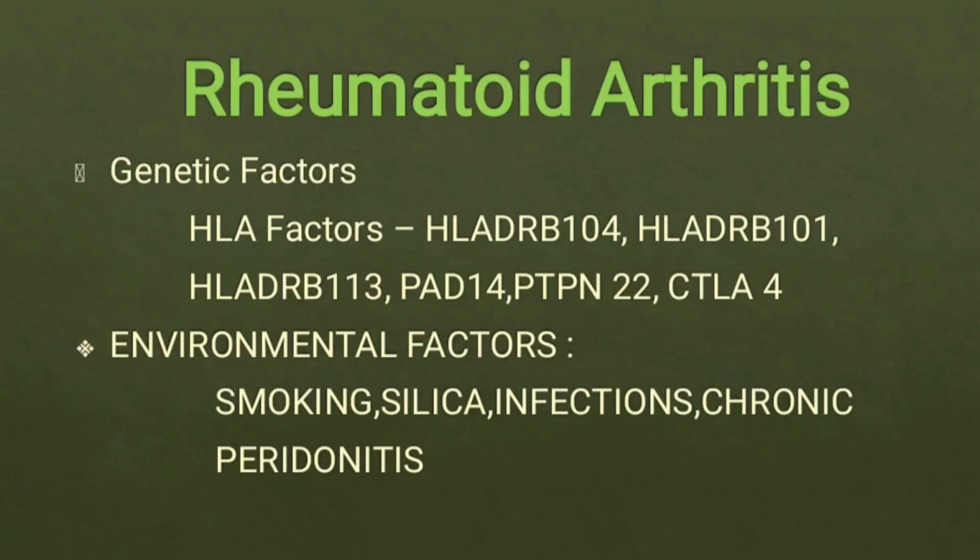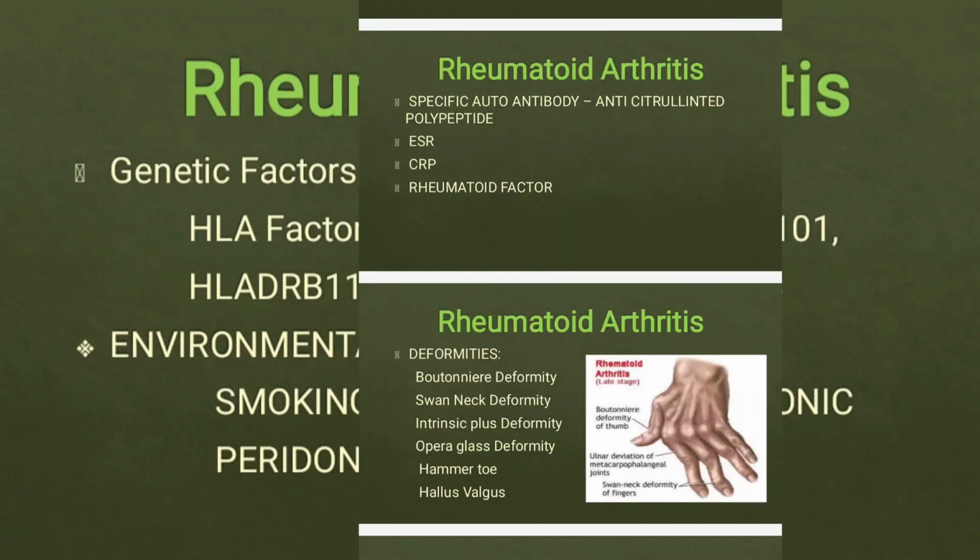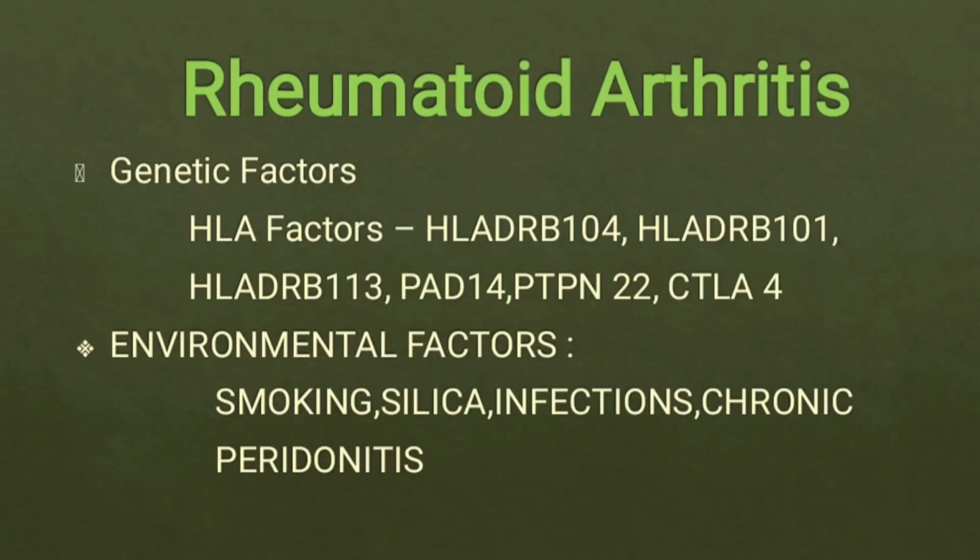These are genetic factors seen in rheumatoid arthritis, and the other environmental factors include smoking, silica, and infection with Porphyromonas gingivalis, that is chronic periodontitis. All these are triggering factors for the development of rheumatoid arthritis. And we need to observe that distal interphalangeal joints are usually spared in rheumatoid arthritis.